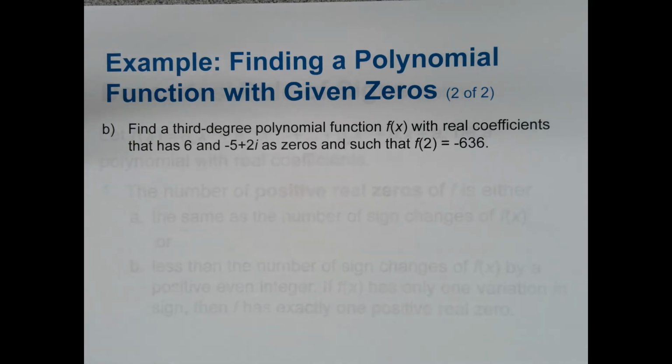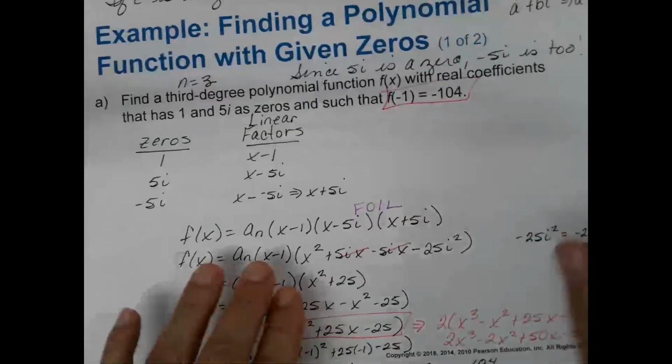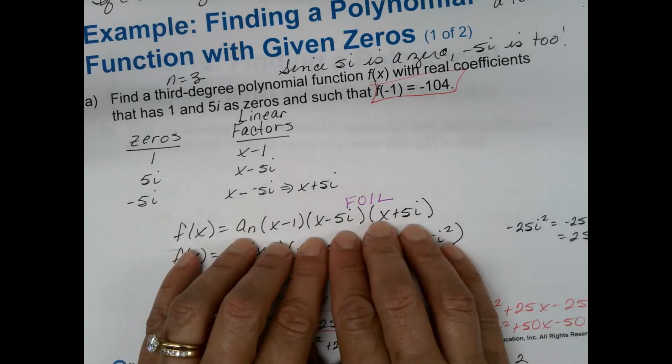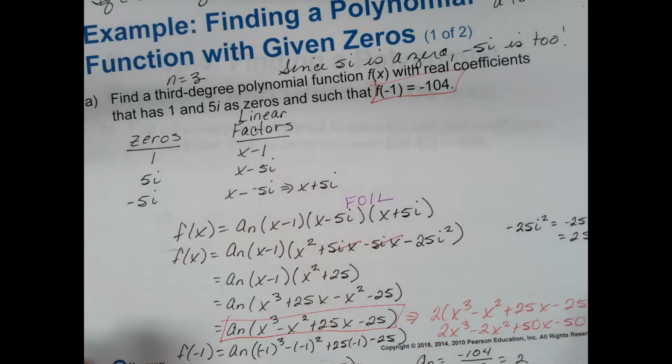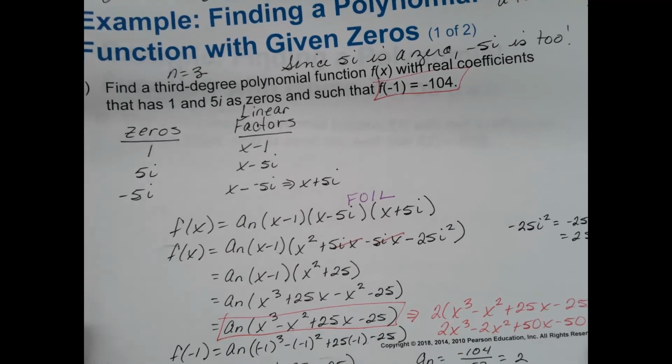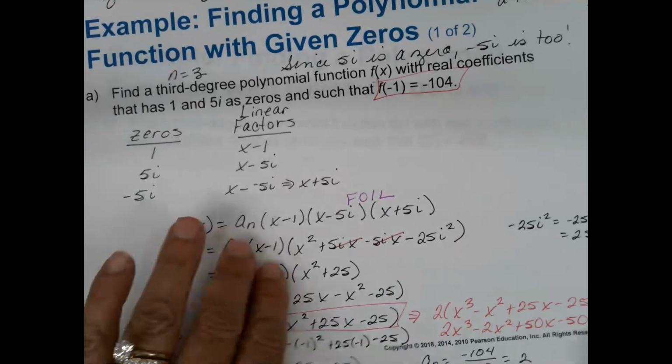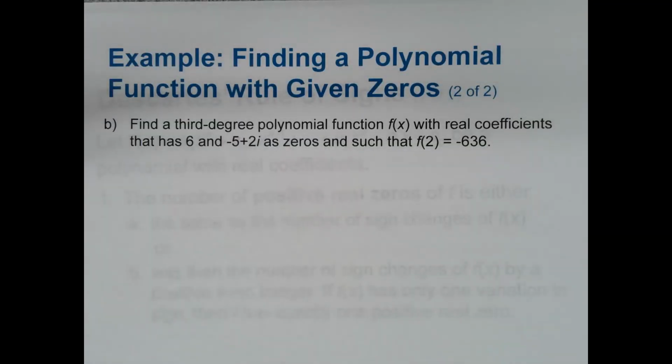So as far as you getting started, I just want you to go to the similar step as to this right here, where you've got the a sub n and the linear factors. We'll go through the multiplication together. Okay? Unless you're already done and you want to get started on that, then you can.